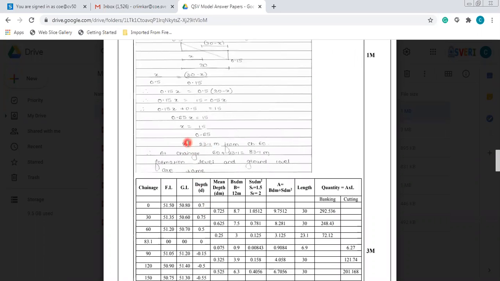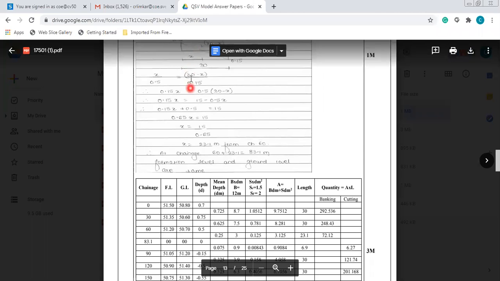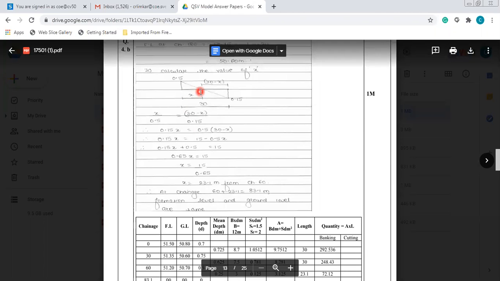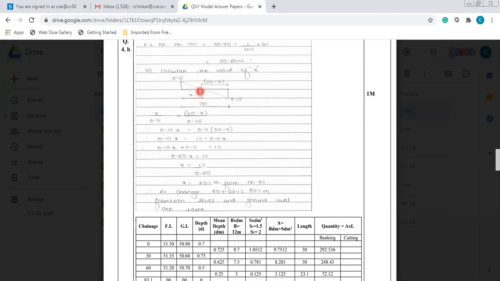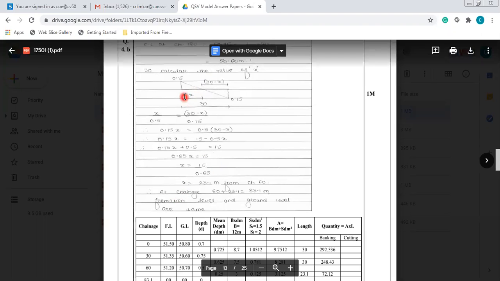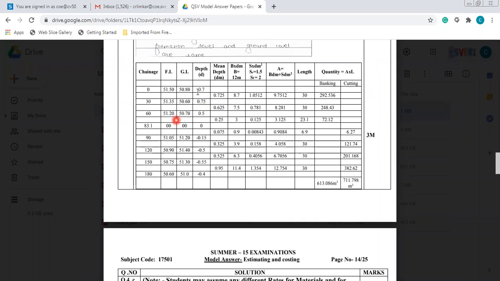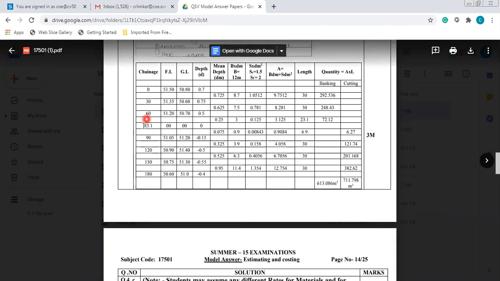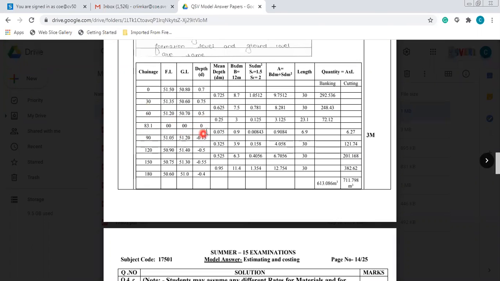That distance comes as 23.1 meter from the chainage of 60 meter. So from this point, this particular distance will come as 23.1 meter. At that particular point, that chainage will be 60 plus 23.1, that comes as 83.1, where D is equal to 0. So in that fashion, you can determine this unknown chainage where D is equal to 0.